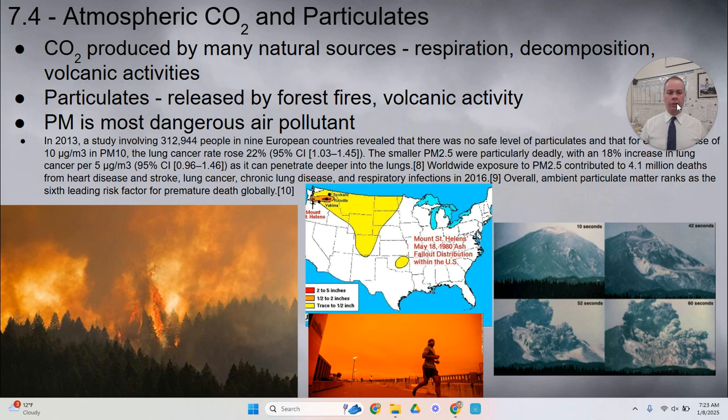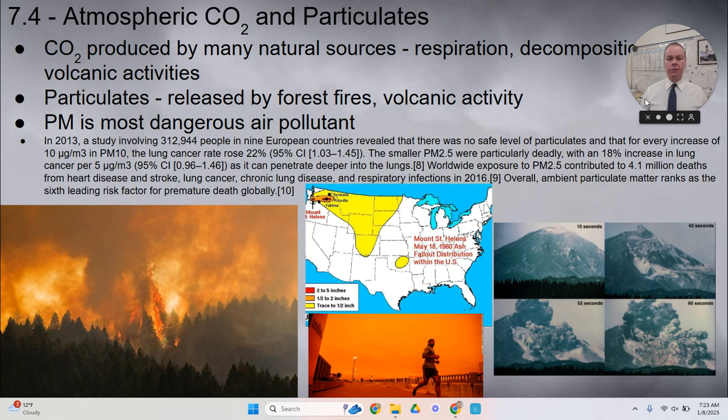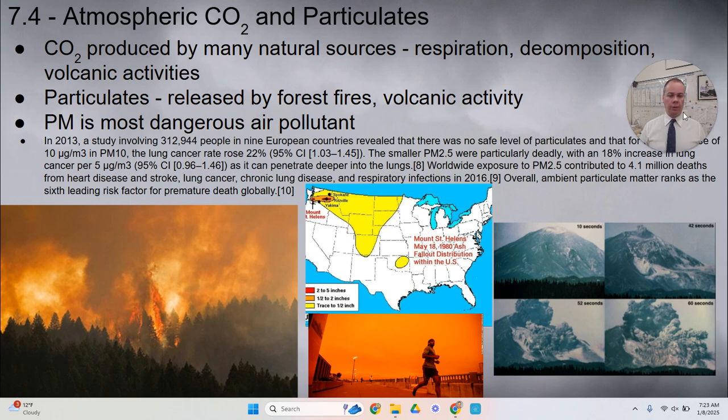We're going to focus on particulate matter. And particulates are released by fires, any kind of combustion, volcanic activity. And particulate matter really is a very dangerous pollutant in terms of human health.